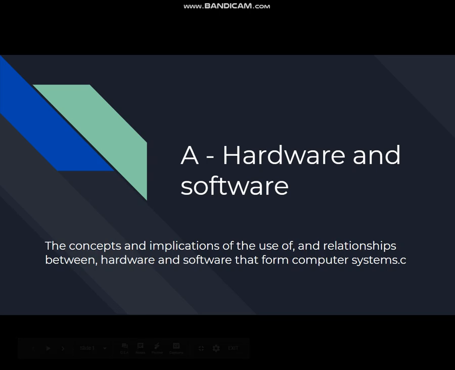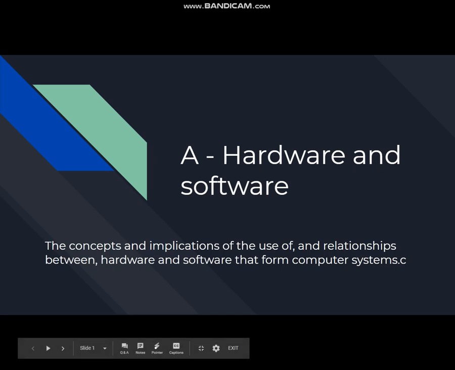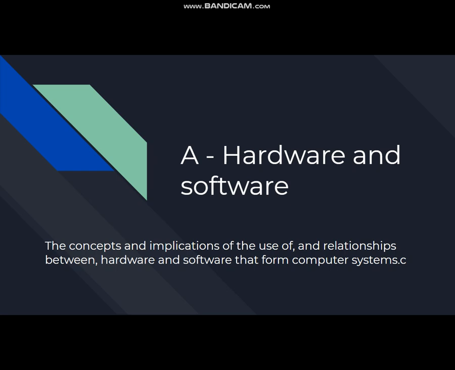Hello guys, so this is the first lesson of Unit 2, and what we're going to be doing is going through the A section, which is about the hardware and software, and this is talking about computer systems. Now a computer system is a computer, or rather a device, that can take in an input, do some processing, and provide an output.